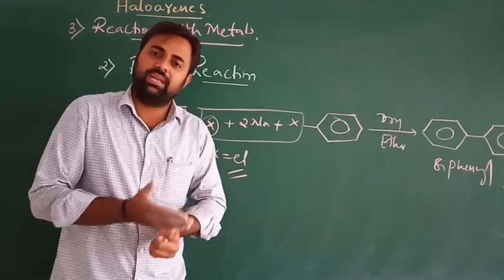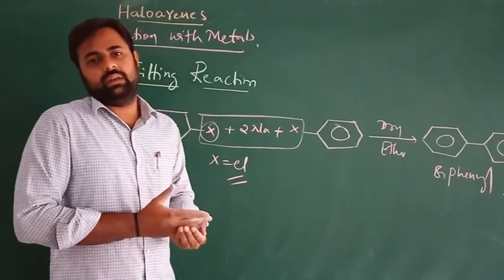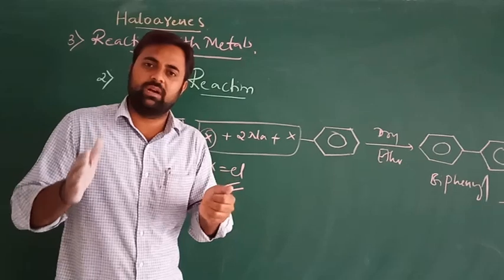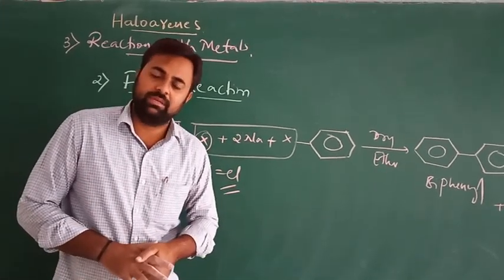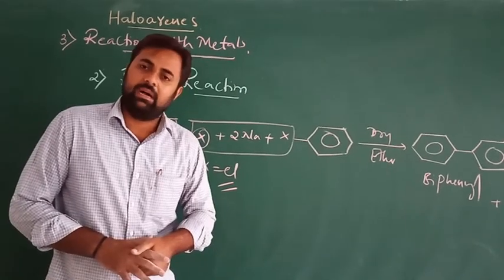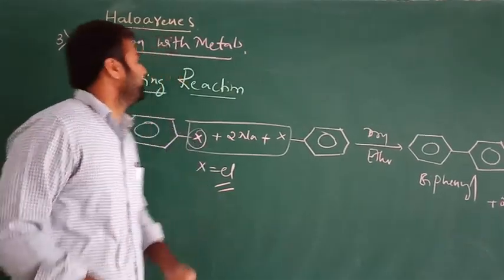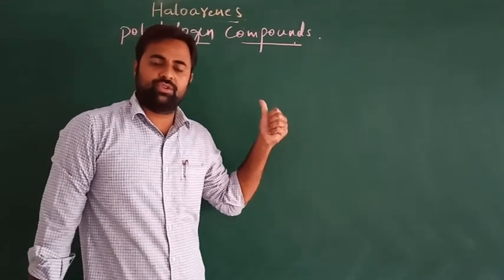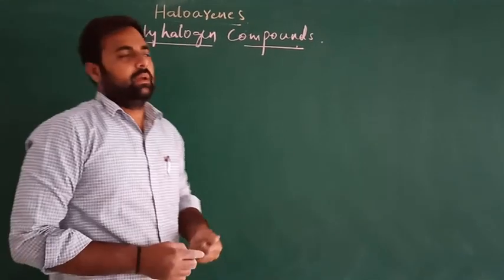Those are nucleophilic substitution reaction, electrophilic substitution reaction, and reactions with metals. Now let us pass on to the last concept of this chapter, that is polyhalogen compounds and their uses and their environmental effects. Polyhalogen compounds, the very last topic of this chapter.